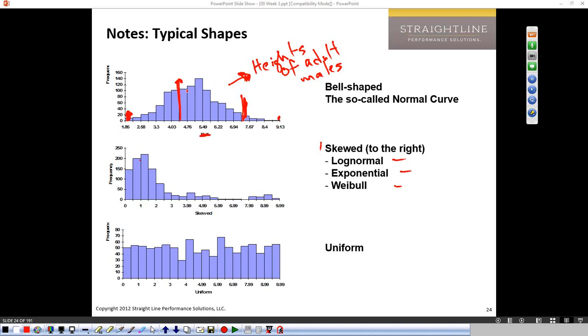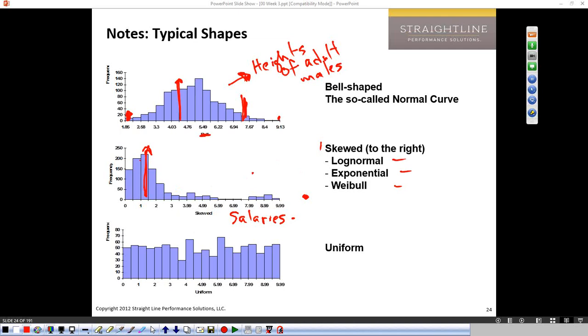Sometimes a performance in a process might look something like this. An example of something that looks skewed might be salaries of people in a company. So if you were looking at Microsoft, Bill Gates is way out here, and the typical programmer is more around here. There's a lot more typical programmers than there are Bill Gateses. Make sense? Now the acid test is, of course, you take the data and you plot it. And whatever shape it is, that's the shape that it is, regardless of your justification.